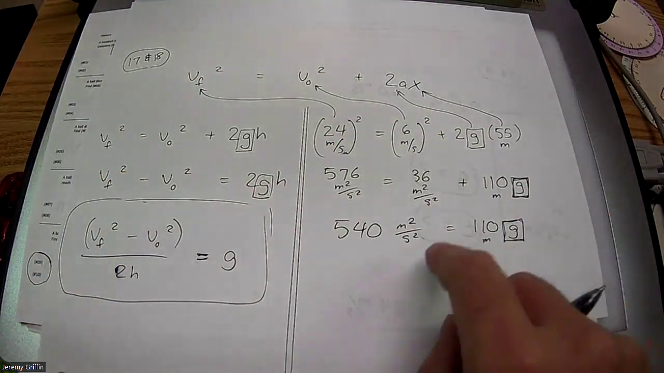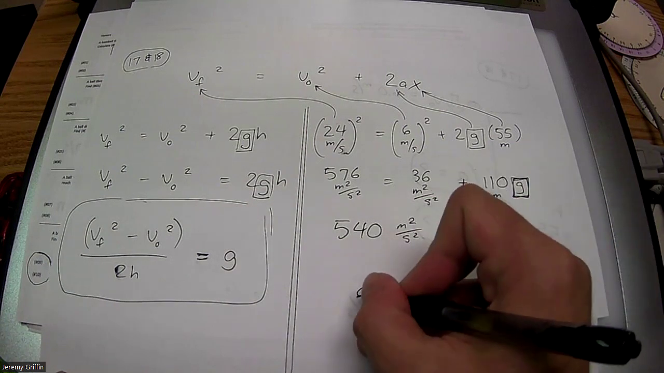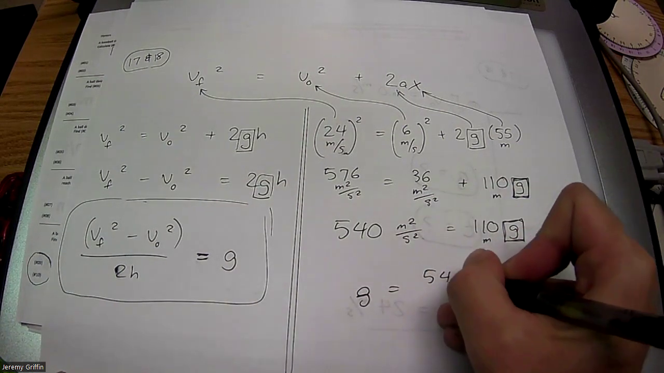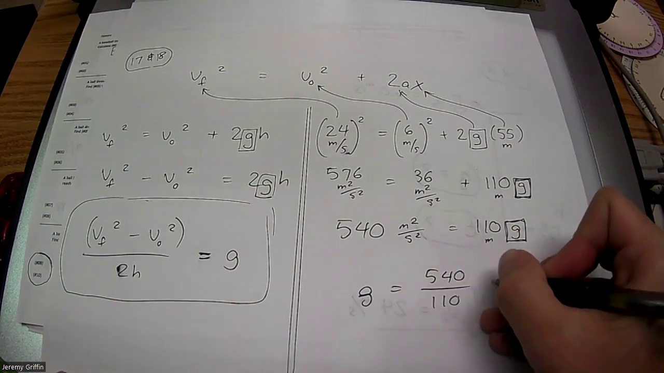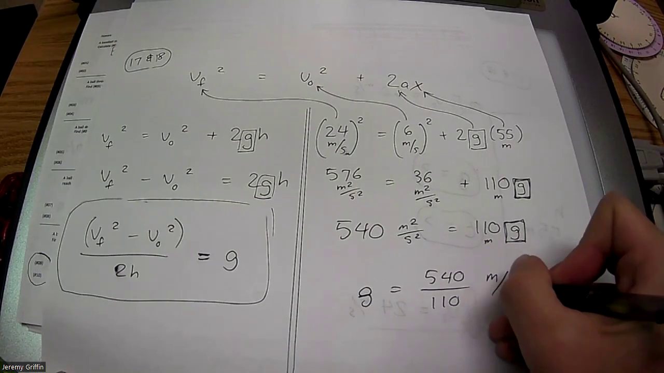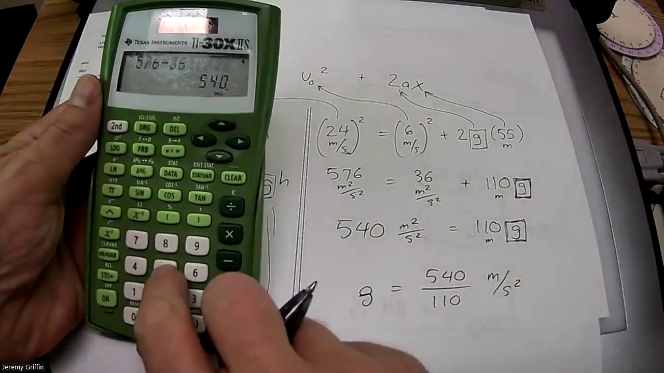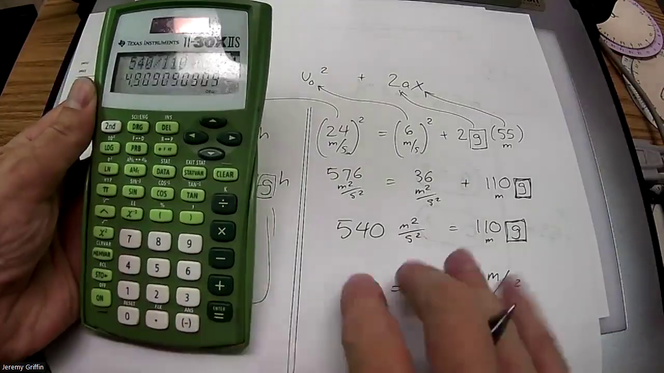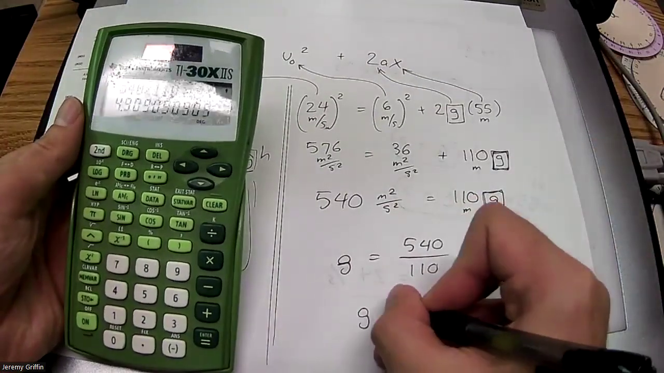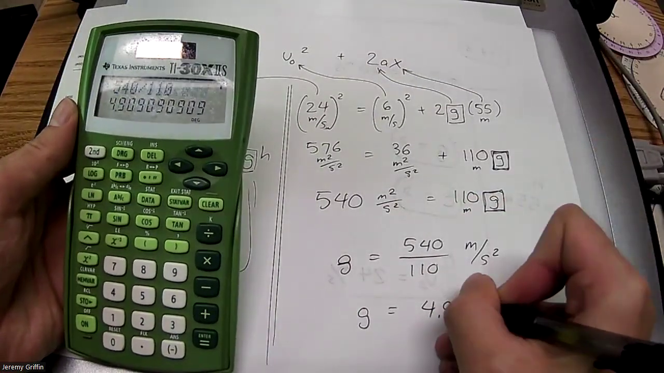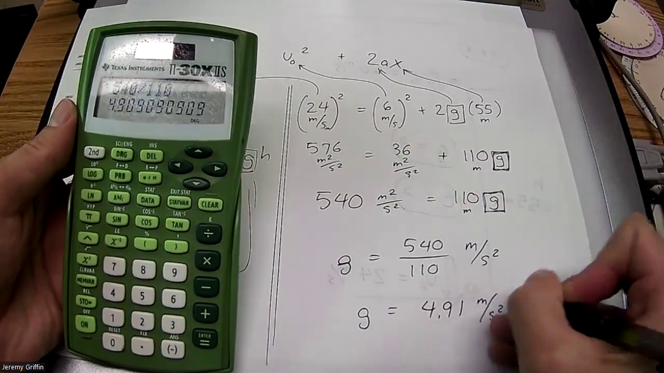Now with the numbers, divide that over. Gravity field is whatever 540 on 110 is, and that's going to work out to meters per second squared. So 540 on 110. Okay, and I get gravity field is 4.91 meters per second squared.